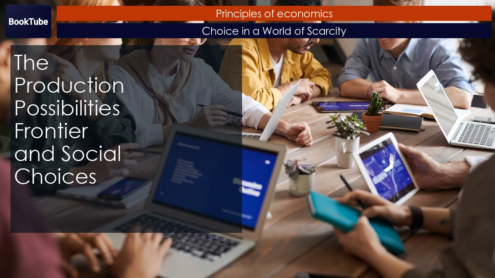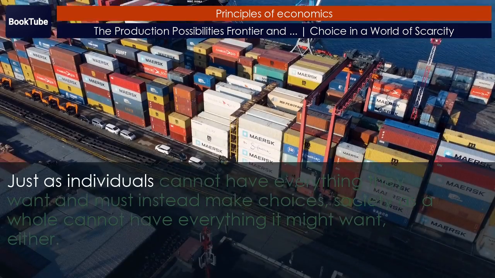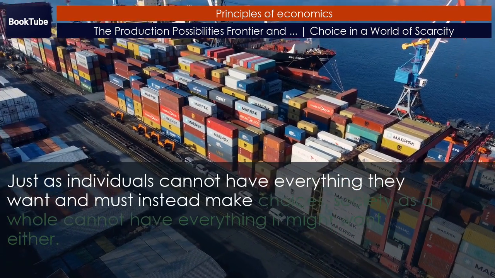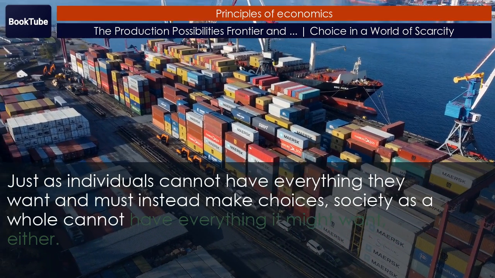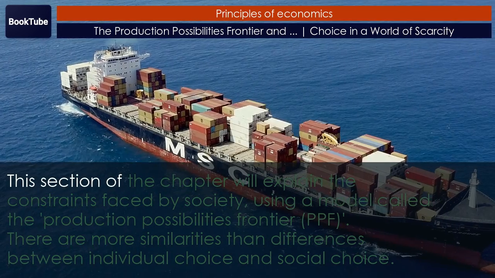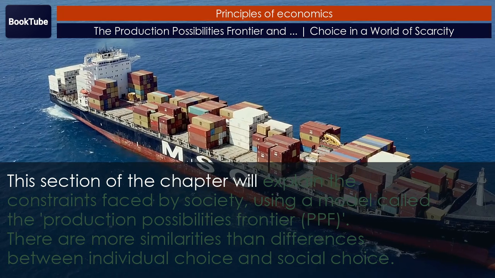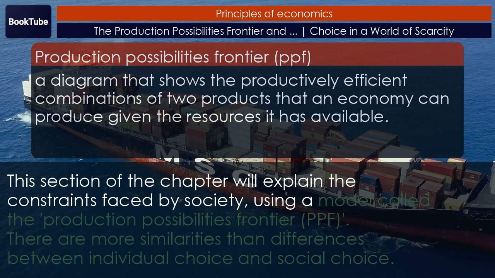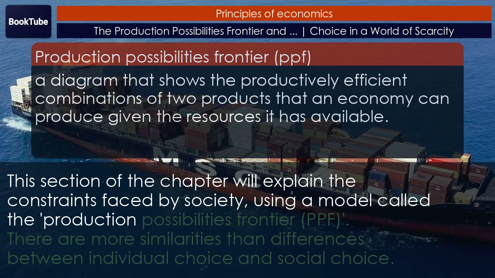The production possibilities frontier and social choices. Just as individuals cannot have everything they want and must instead make choices, society as a whole cannot have everything it might want either. This section of the chapter will explain the constraints faced by society using a model called the Production Possibilities Frontier, PPF.